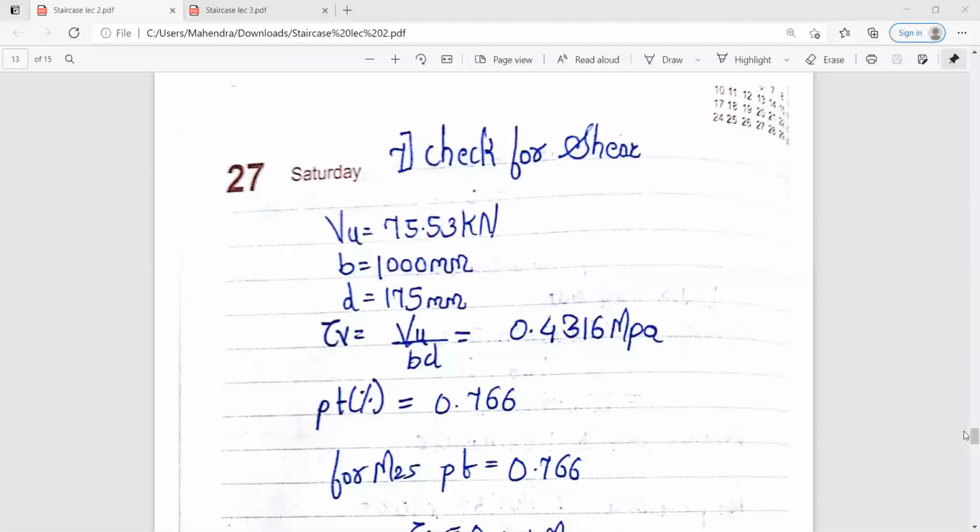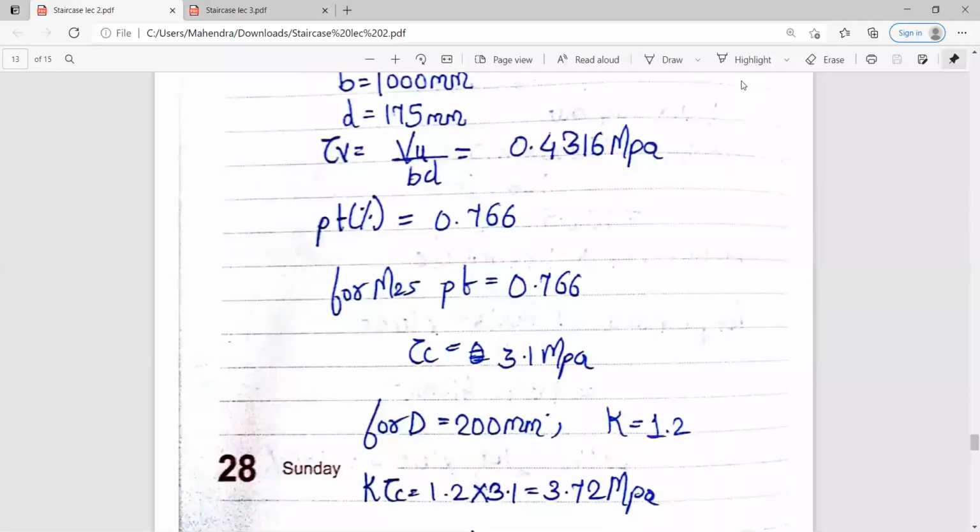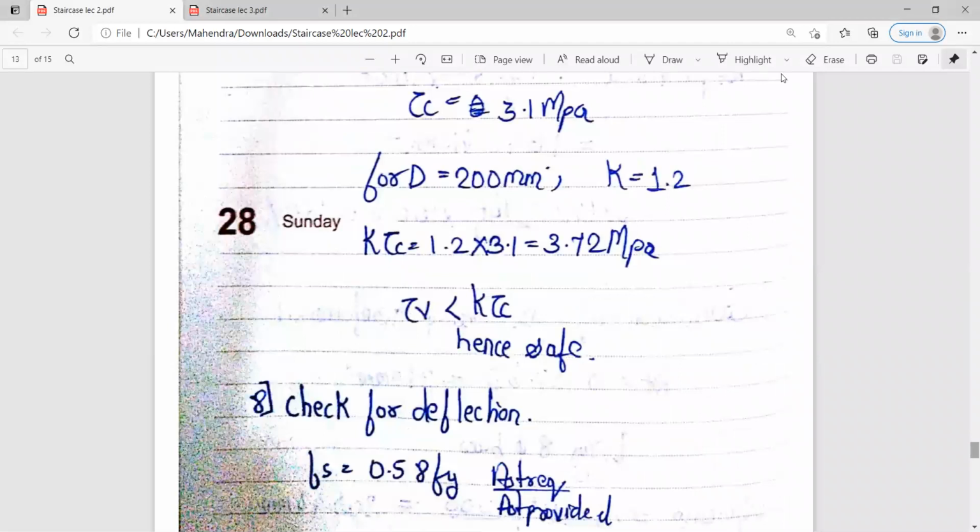So from that you need to calculate tau V. Tau V will be Vu by bd. Vu is your shear force and B and D values we have already taken. So from that you will get the value of tau V, that will be 0.4316 megapascal, and percentage minimum already you had calculated in the last step. So from IS 456 2000 for M25 grade and for percentage 0.766, you will get the value for tau C as 3.1 megapascal. So you got tau C.